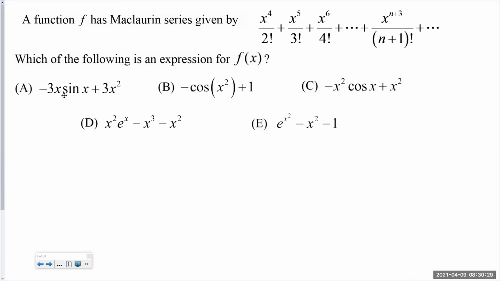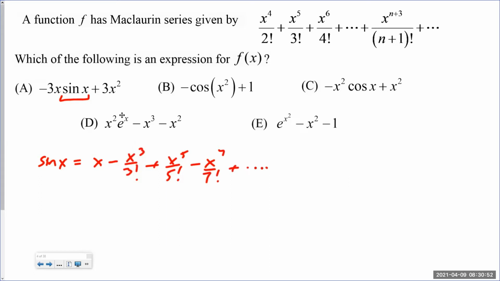Okay, so what you do is you say, okay, there's sine x right there. So what is sine x? Sine x is equal to, okay, remember sine x is your odd function. It starts with x to the 1. So that's just x. And then it alternates in sign. So it's x minus x cubed over 3 factorial plus x to the 5th over 5 factorial minus x to the 7 over 7 factorial plus dot, dot, dot. And then you want to multiply everything by negative 3x, right?